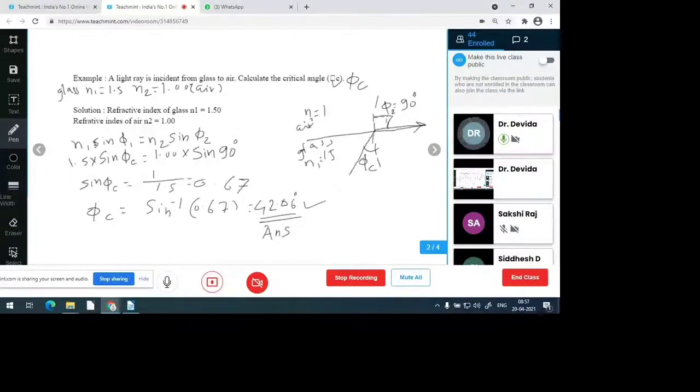So 42.06 is the answer. This problem we have also solved with the same theory, that is Snell's law. I think all of you have solved this in your notebook with your calculator.